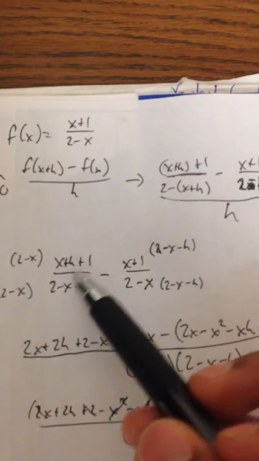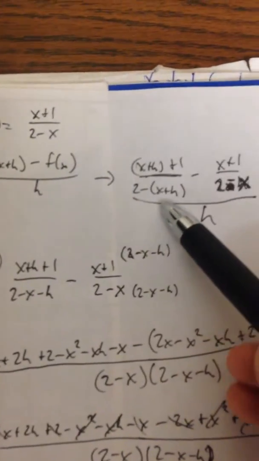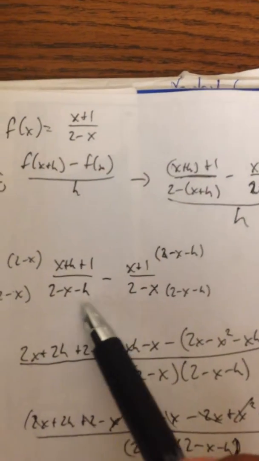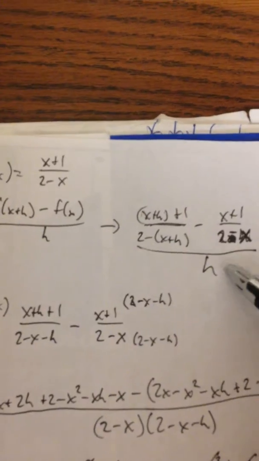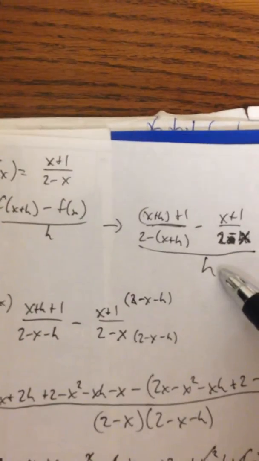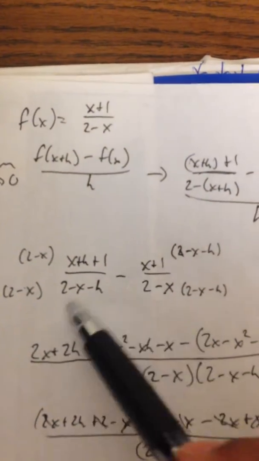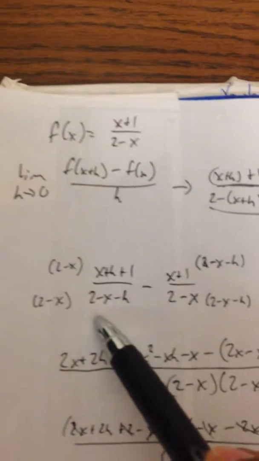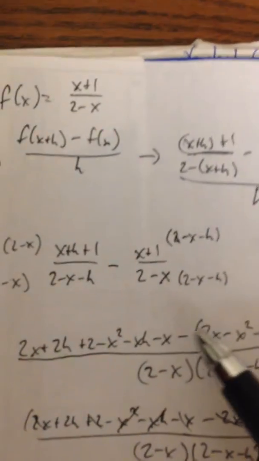Next step is to spell it out a little nicer. I broke the 2 minus x plus h by distributing the negative into both x and h. I'm leaving the h out for now and looking at just the top, because we can bring the h back in later. You want to subtract these two fractions, so you need a common denominator. I multiplied each side by the other's denominator, top and bottom.